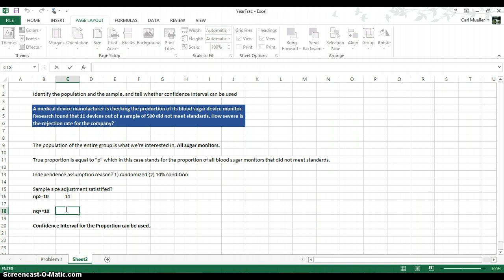What we do here is simply use the sample itself. So we have a 500 sample and 11. As you can tell, both meet these conditions. This is greater than 10, obviously, and this is greater than 10, obviously. So we've met that condition, the other condition about the sample size. As a result, a confidence interval for the proportion can be used. That will allow us to calculate this and get to know the population further.